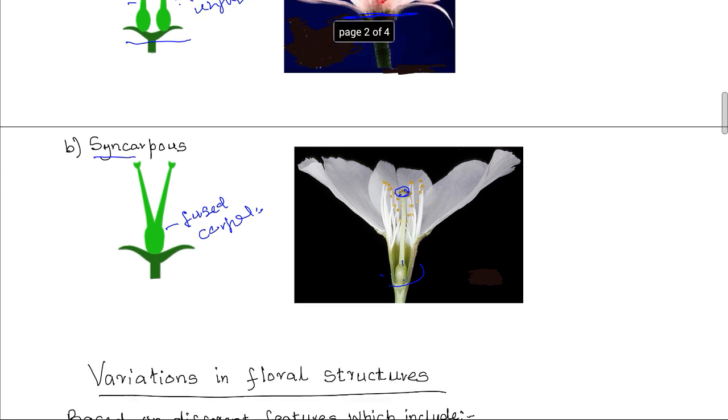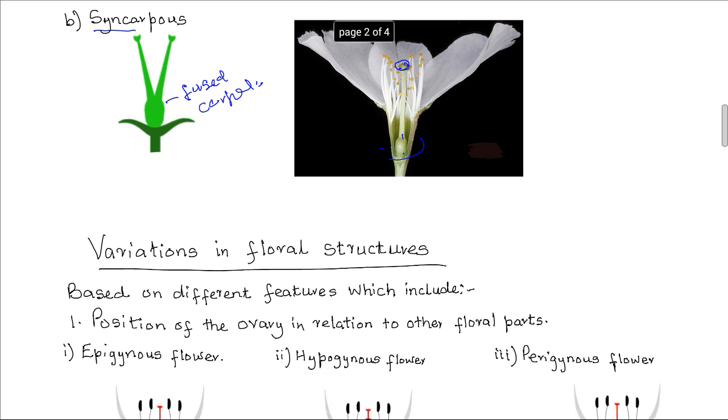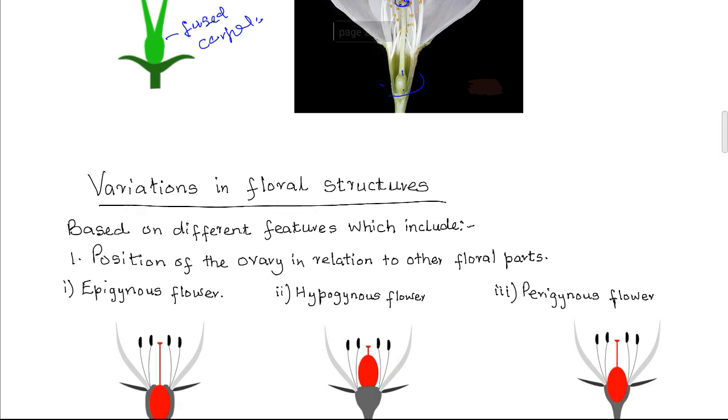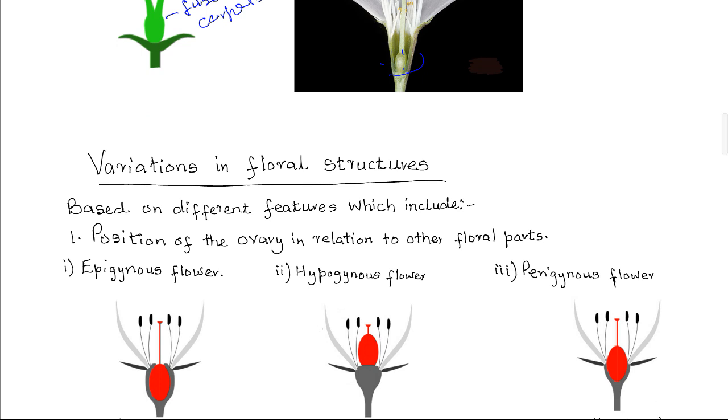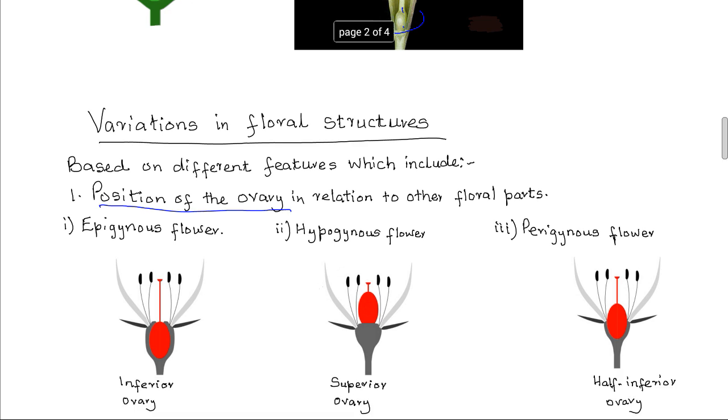Now, flowers do differ based on their floral structures. So we look at variations of the floral structures and the different types of flowers that result. These variations are based on different features, which may include: one, position of the ovary in relation to other floral parts. According to these features, there are three types of flowers.